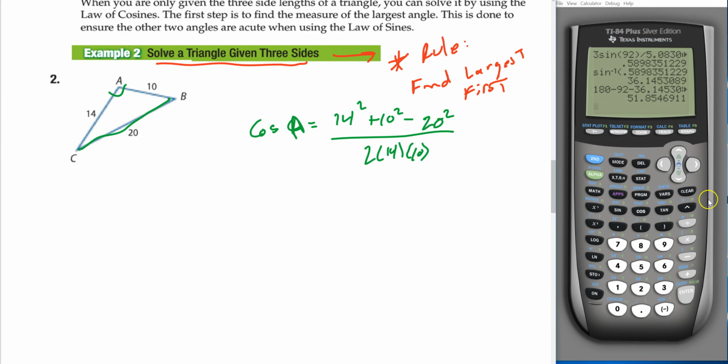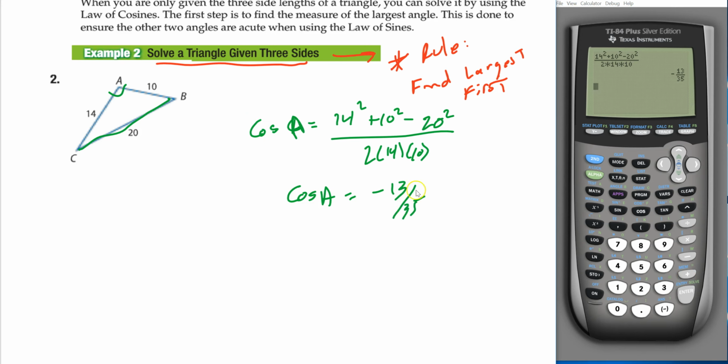Now how do you plug that in? The easiest way to do it in our calculator is this. Alpha y equals, little fraction bar, 14 squared plus 10 squared minus 20 squared over 2 times 14 times 10. And I get negative 13 over 25, or some decimal, who cares?